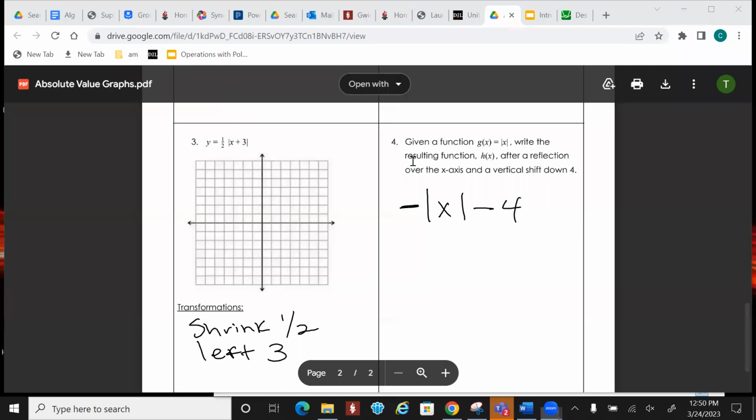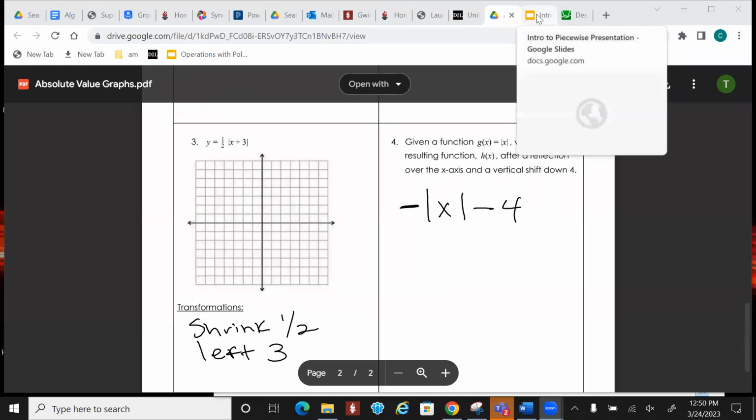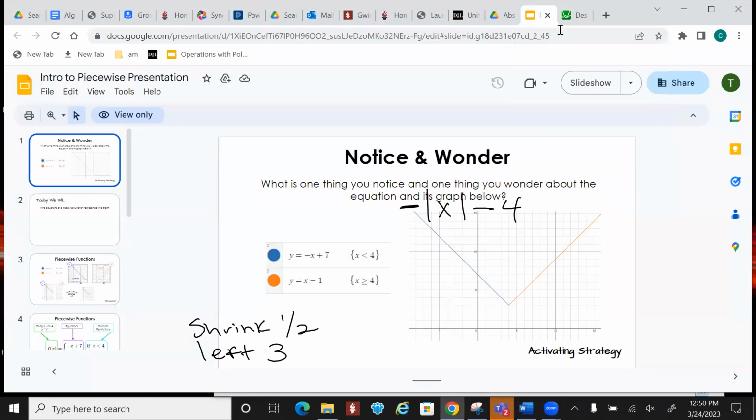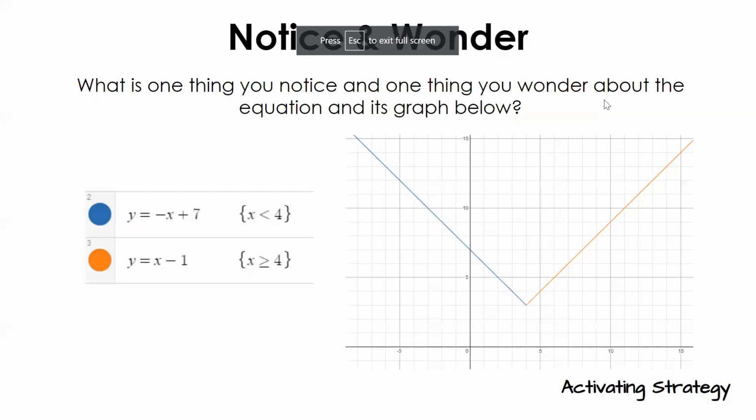Once you're done with that, go ahead and flip the page. We're going to look at page 7. Ta-da. All right. There's one thing you notice and one thing you wonder about the equation and its graph below. It's right there. Right.